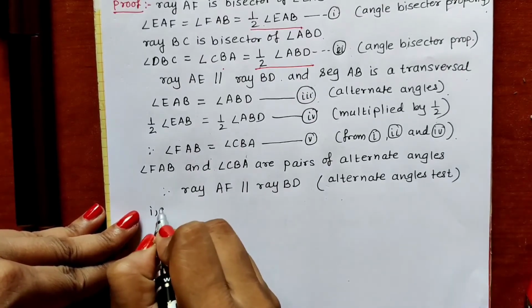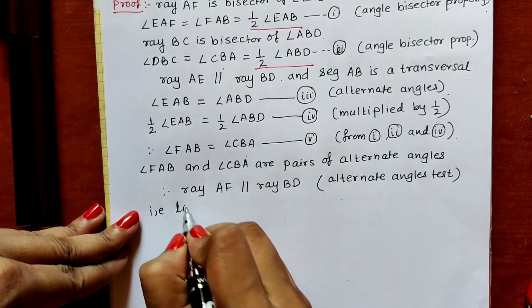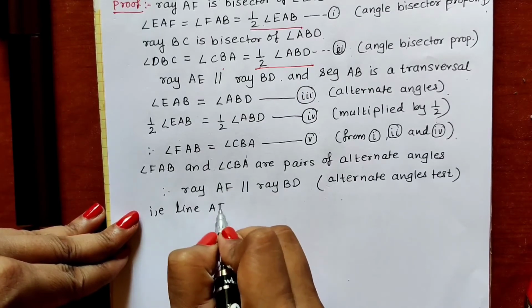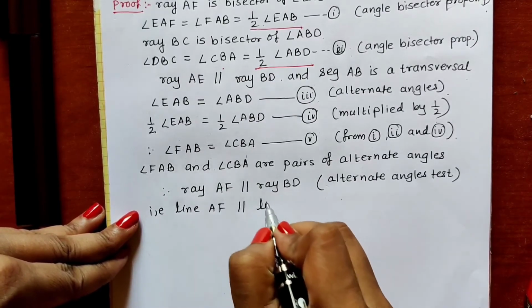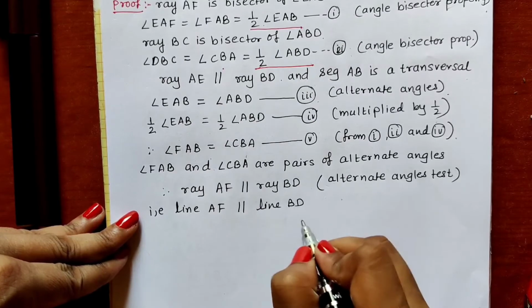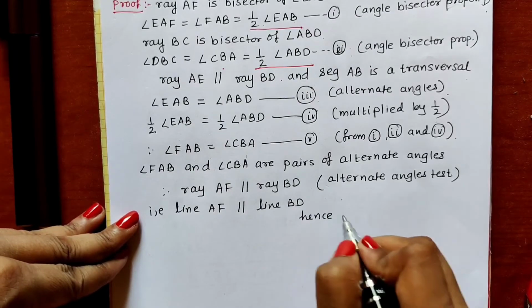In place of ray we can write line also. Line AF is parallel to line BD. Hence proved.